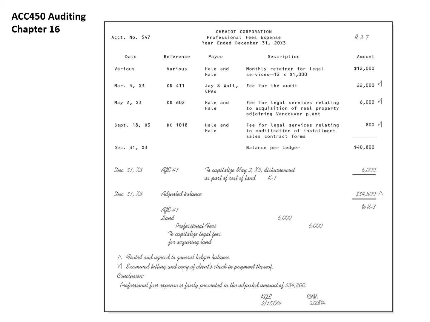So last, here is an example of a working paper for looking at professional fees expenses, so lawyers' fees and other professional fees. So you can see here they've documented what they were, the copy of them. There was an adjusting journal entry, and then an adjusted balance and all of their footnotes and who looked at it and who reviewed it and all of that. So good example of a working paper in this category.